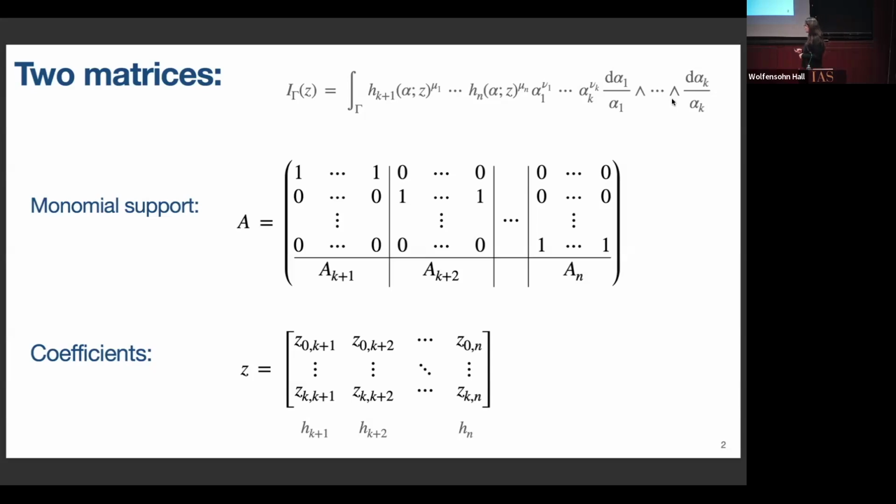And then the second matrix that we care about is the coefficients matrix. This will be denoted by Z. And again, it's the matrix in which each column gets as entries the coefficients of the hyperplanes I introduced on the first slide.